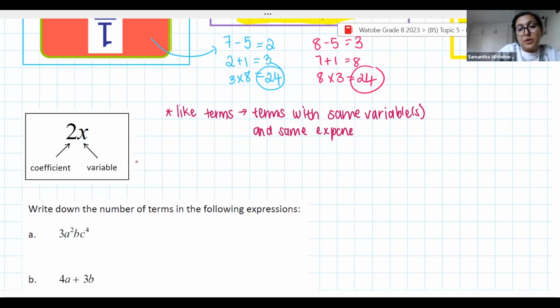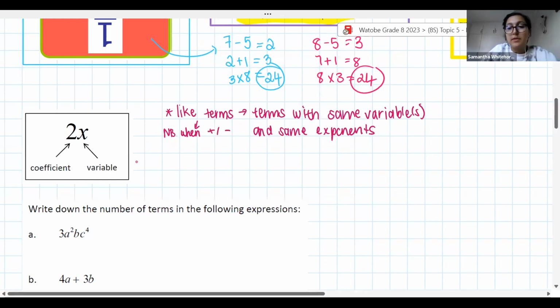So we're going to put a little note here. This is important when we add or subtract. Not when I multiply and divide. When I multiply and divide, I don't care about like terms. I do care about them when I add or subtract.